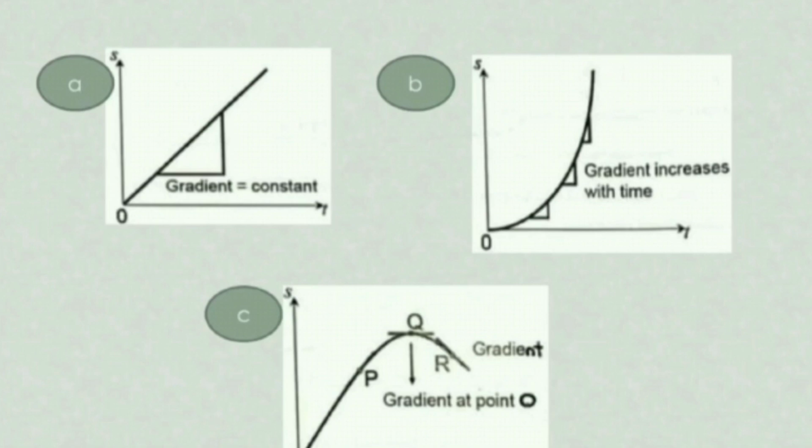In the last graph, there are 3 points: point P, point Q, and point R. At point P, the velocity increases, and at point Q, the velocity is zero. That means the object is at rest. And lastly, at point R, the gradient is negative, which means the direction of velocity is changing.